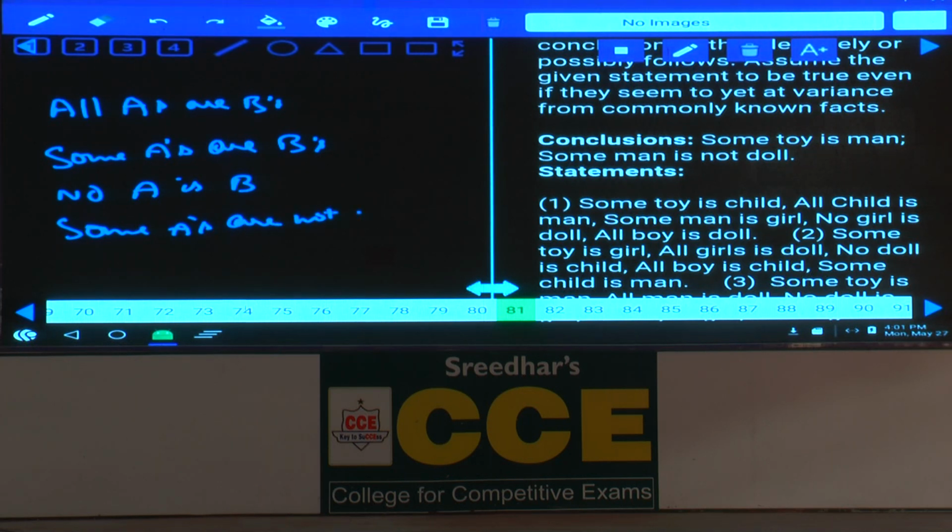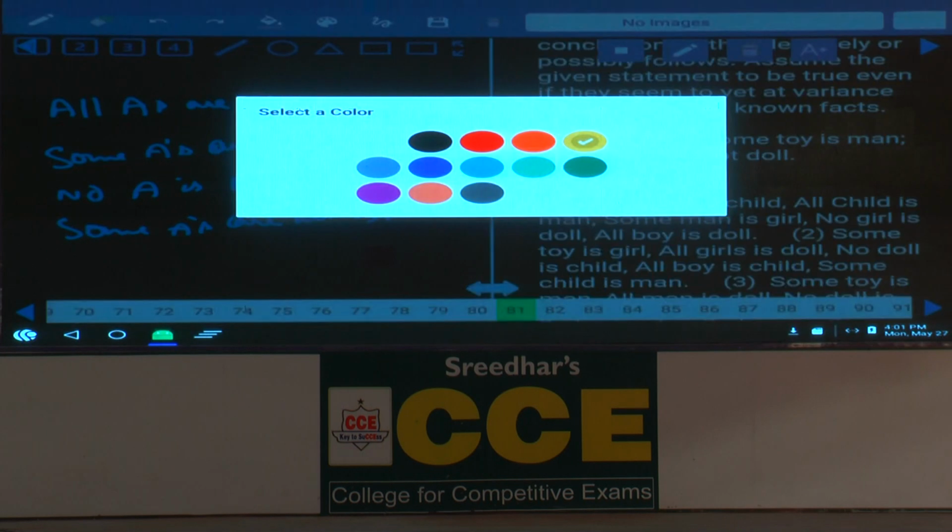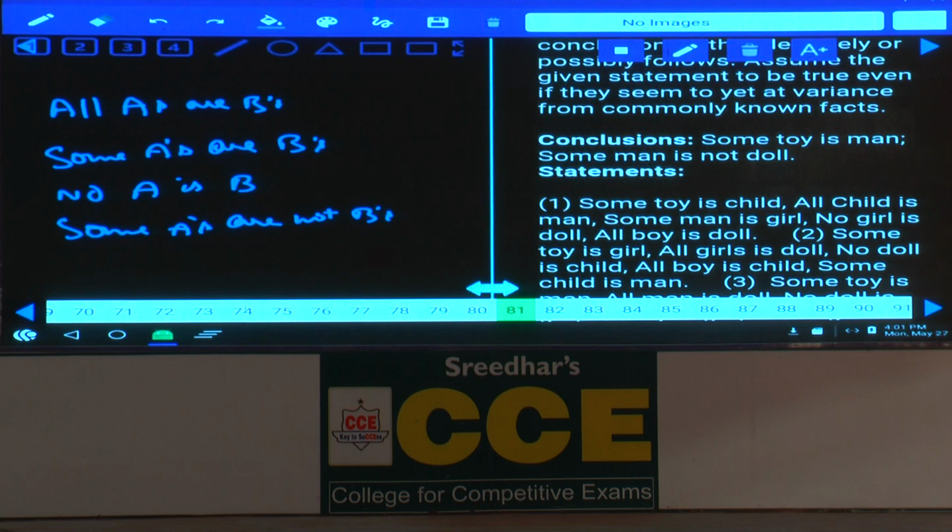As we have 4 statements, now we need to discuss the tick and cross. What do you mean by the tick? Tick means definitely concluded. Cross means we cannot say anything about that one. We are not 100% sure. Wherever there is a tick, it is concluded. Now all A's are B's: A is tick, B is cross. Some A's are B's: both are cross and cross. No A is B: tick and tick. Some A's are not B's: cross and tick. Just remember this one.